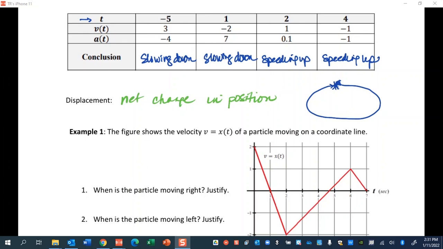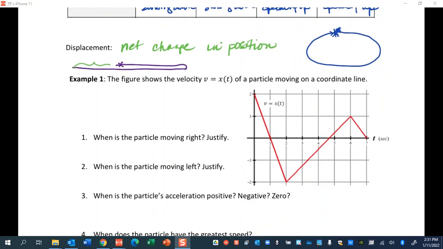If I'm teaching a class and I walk all the way over here, and then I turn around and I walk all the way back, and I end up here, my net change in position, my displacement, is just going to be the difference between where I started and where I ended up. Sound okay?